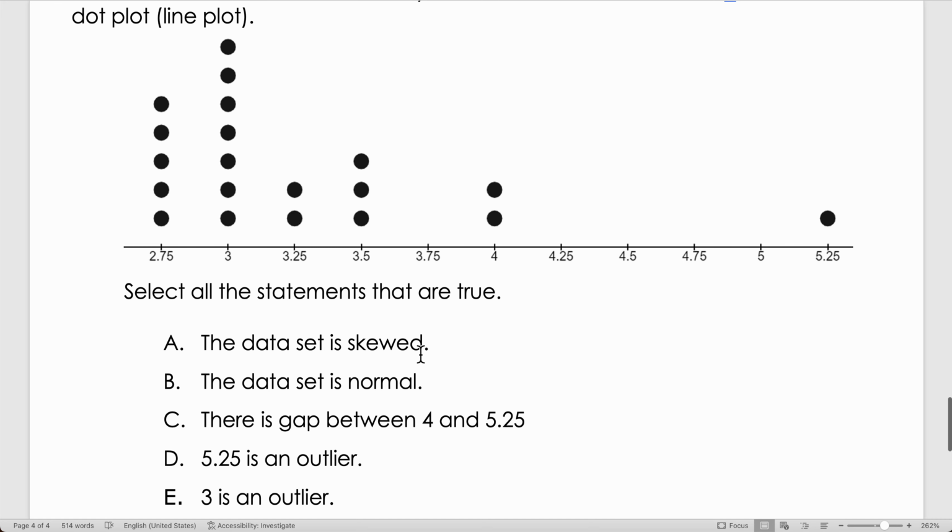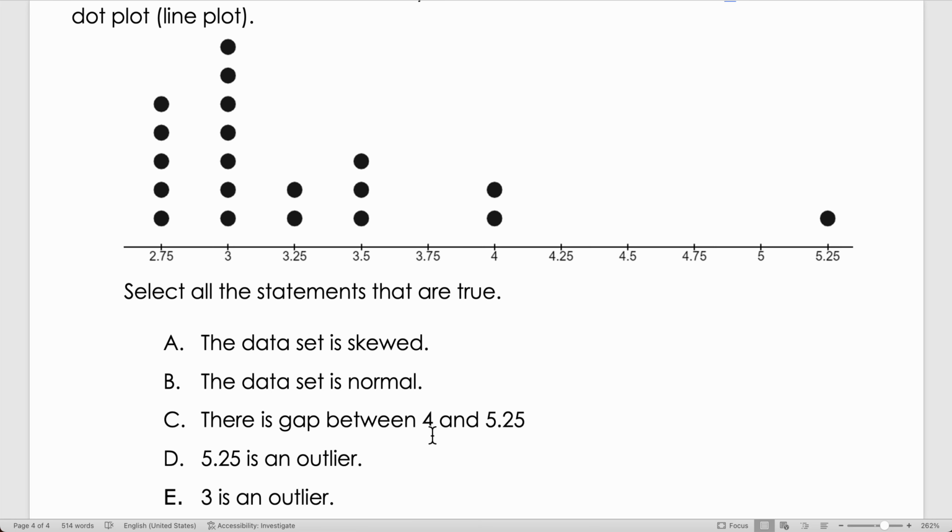Letter A says the data is skewed. We know the data is skewed if there's an outlier. There is an outlier out here. It's actually going to be skewed right, so letter A is certainly correct. Letter B, the data set is normal. Again, normal would mean it fits a sort of bell curve. Or another word for normal is symmetric. It looks the same on each side. Definitely doesn't. You can tell it's skewed here. So A is right, B is incorrect.